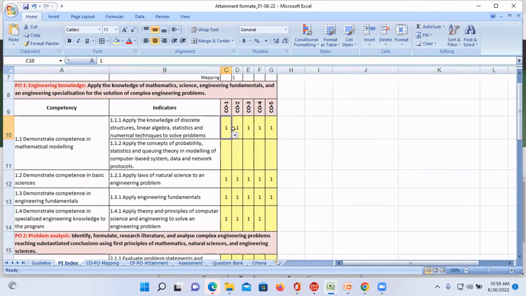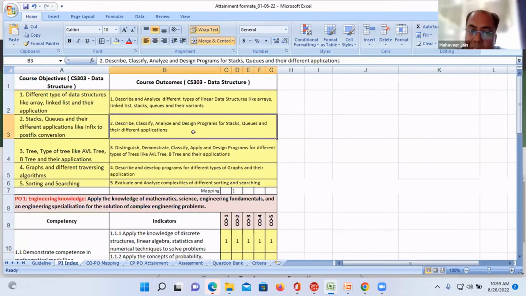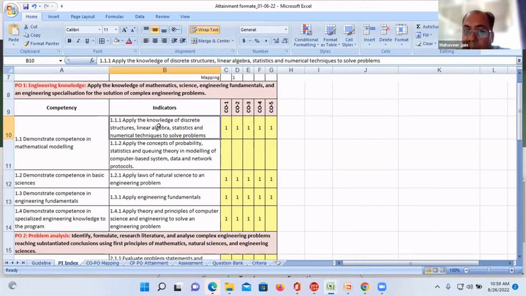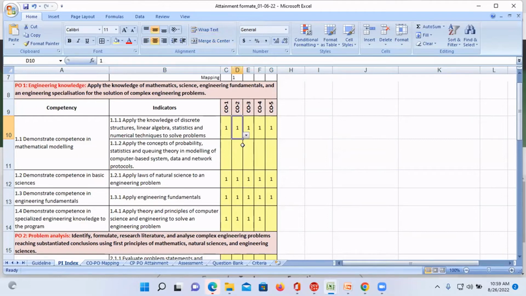Like CO2, what is my CO2? My CO2 is: describe, classify, analyze, and design programs for stack, queue, and their different applications. This is my CO2; it can be different in your case, that I have decided. I read the CO2 and then PI1, apply the knowledge. For achieving CO2, I should be familiar with the knowledge of discrete structure and linear algebra. Certainly if it is matched, then I write the one here. Am I clear, ma'am? Making sense? Yes.